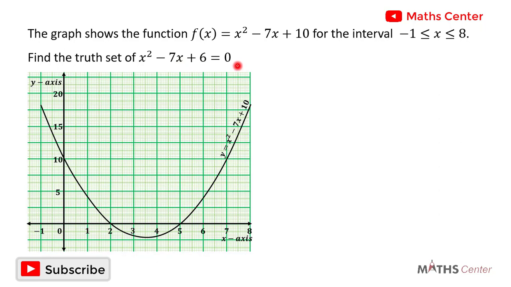In order to solve this question, what we will do is that we will subtract the new equation given to us from the function, and then we will draw the resulting line on the graph sheet. The solution to this equation will be the x coordinates of the points of intersection of the line that we will draw and the curve.